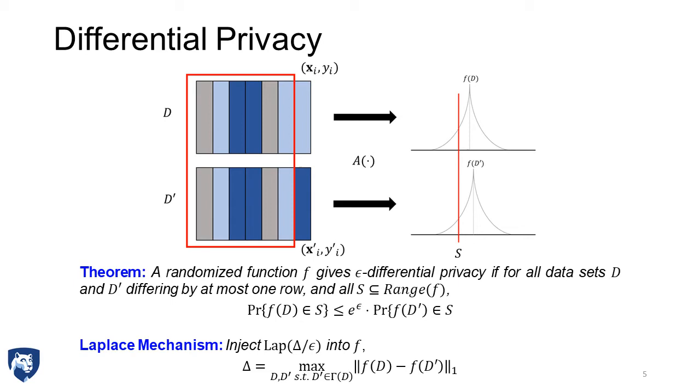Applying the Laplace mechanism is one strategy to achieve differential privacy and involves injecting noise from a Laplace distribution into a function f. The degree of noise depends on a parameter delta, called the global sensitivity, which defines the maximum possible change in f should database D' be utilized as input in lieu of D. The mathematical definition of the global sensitivity can be seen on screen.